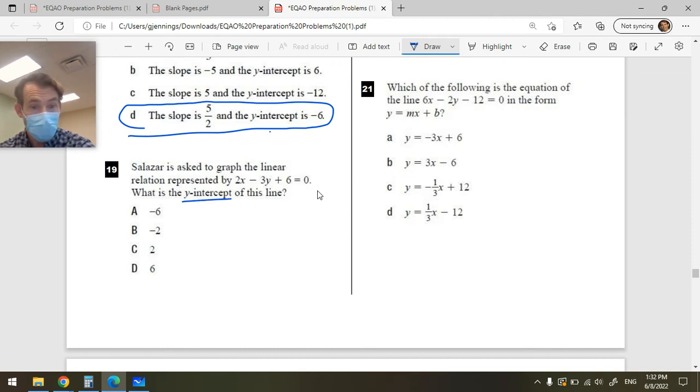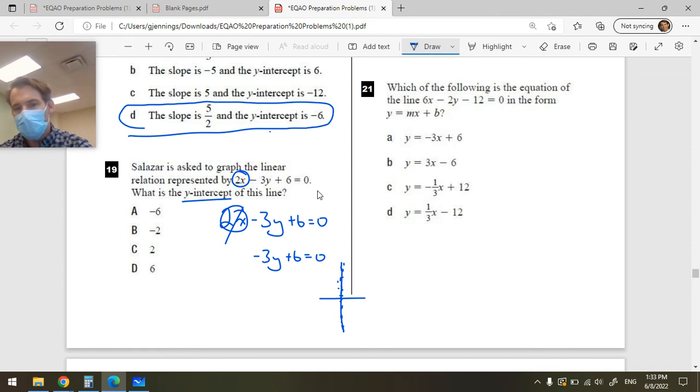Another way to do it is to know that y-intercepts happen when x is equal to 0. When x is 0, the thing is touching the y-axis there. Okay? So let's just put in x is 0 here. 2x minus 3y plus 6 equals 0. X equals 0. So 2 times 0 is 0. This is just gone. Minus 3y plus 6 equals 0. Add 3y to both sides. 6 equals 3y. Divide both sides by 3. 2 equals y. Okay, so there it is, 2. That's the y-intercept.